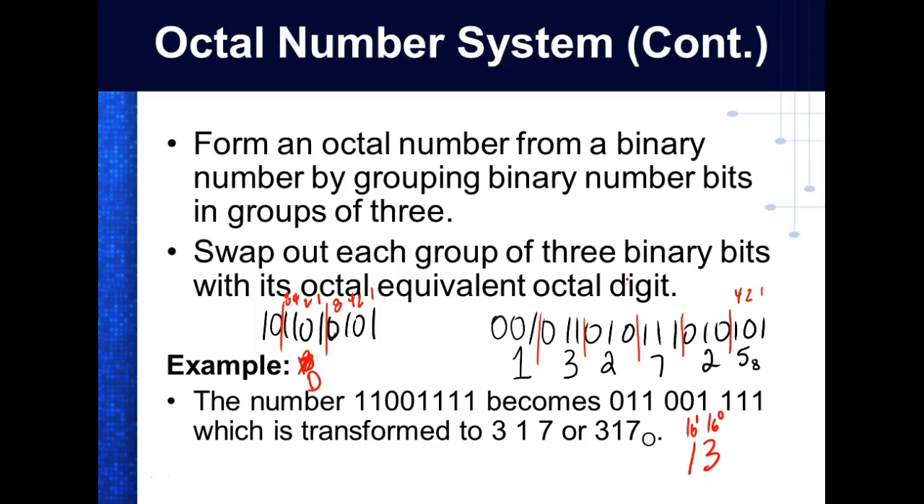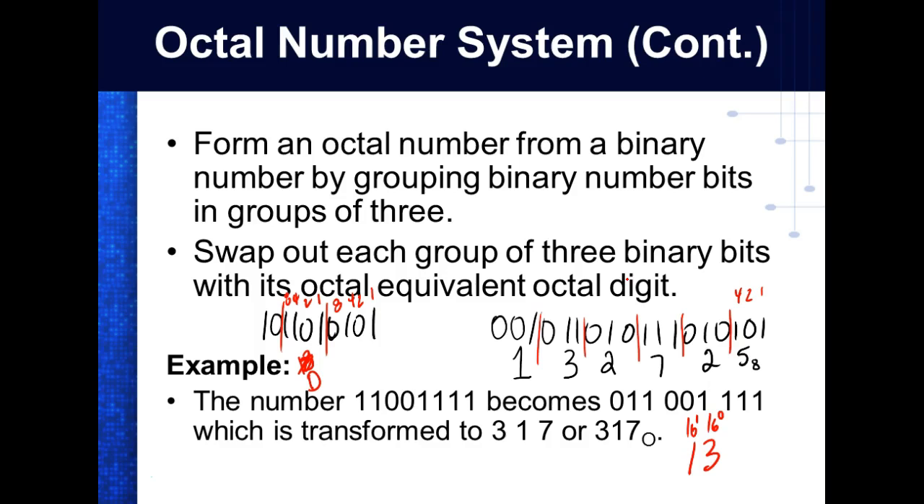So octal is a little easier because now I'm only dealing with 3 digits, and you don't have any A, B, C, D, E, and F's up there. It's going to be numbers from 0 to 7. So you don't have to remember that 13 is equal to a D. Can you see that?